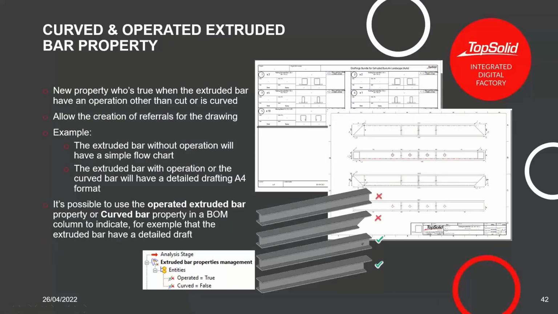Next, curved and operated extruded bar properties. The long and the short of this is that there is a property that's automatically set now on extruded components, on whether or not operations are applied to it and whether or not it's a curved bar. Why? Because you can use this to identify in the bill of material if there are additional operations that need to be detailed. If it's curved, it needs to have a better detailed print, for example. And this can show up in your bill of materials now and help guide the creation of these documents.